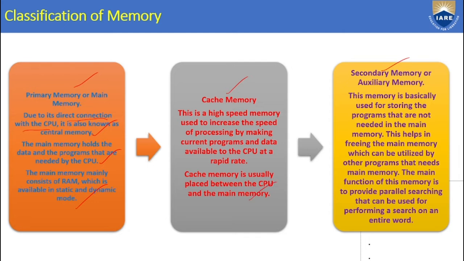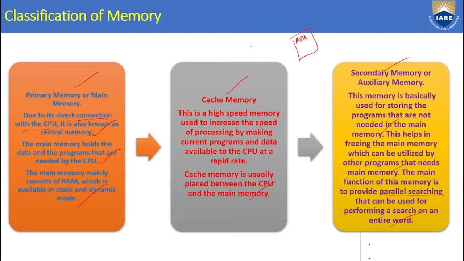Next is secondary memory or auxiliary memory. This memory is generally used for storing programs that are needed in the main memory. This helps in freeing the main memory, which can be utilized by the other programs that are needed. In order to execute a program, the program has to be first stored in the main memory.